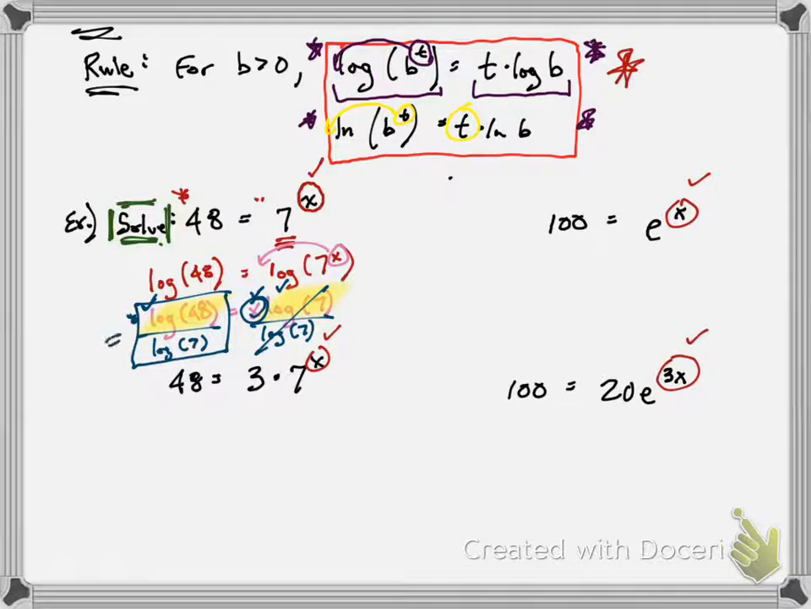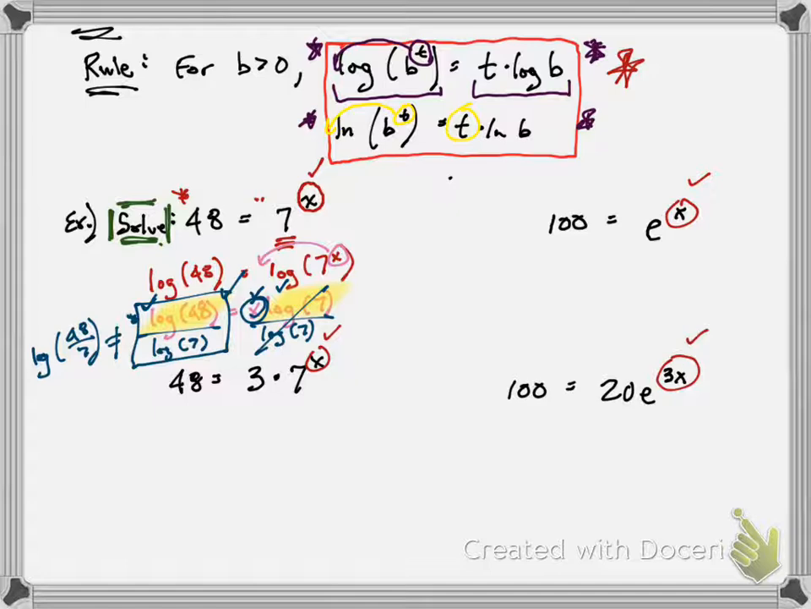And one thing I want to point out is that this is absolutely not equal to the log of 48 over 7. It does not work that way. Okay? In other words, the log of a divided by the log of b is not the log of a divided by b. So keep that in mind. You're done. You're finished right here.